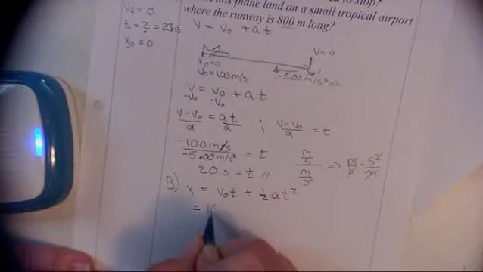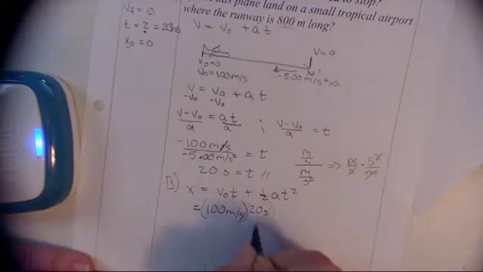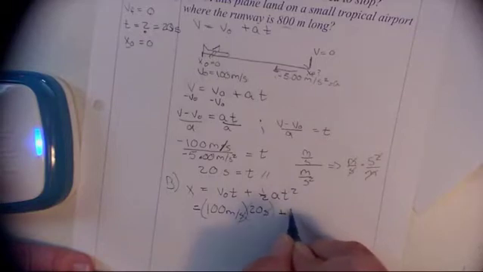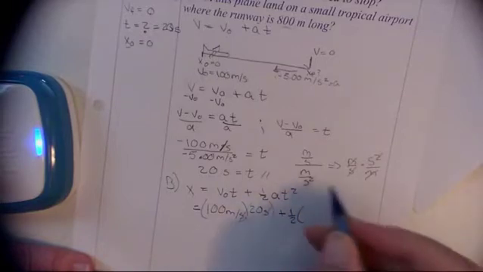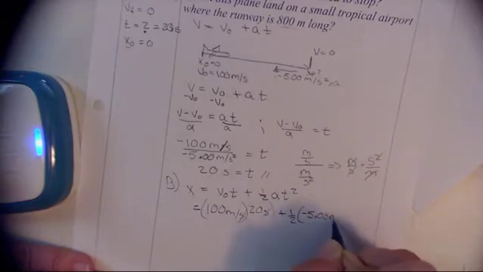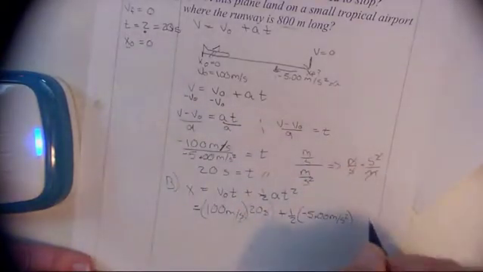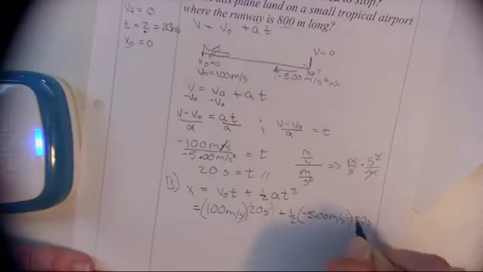So we have 100 meters per second times time, 20 seconds. Seconds are going to cancel out, so that gives me a distance. Plus 1/2 times my acceleration, which is negative 5.00 meters per second squared, times my time of 20 seconds, and that's going to be squared.